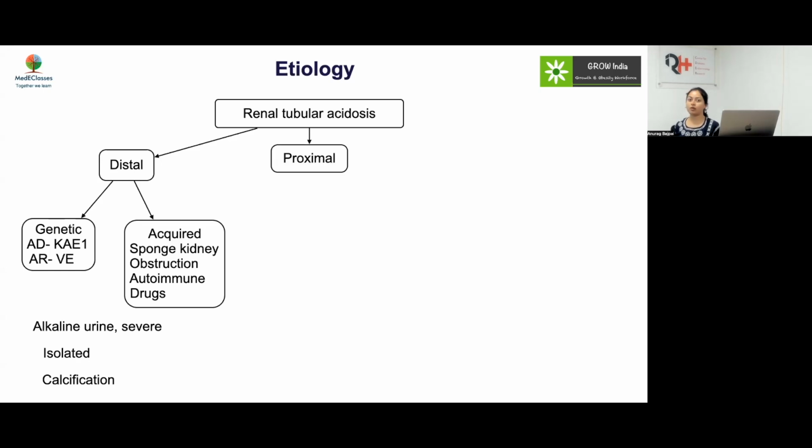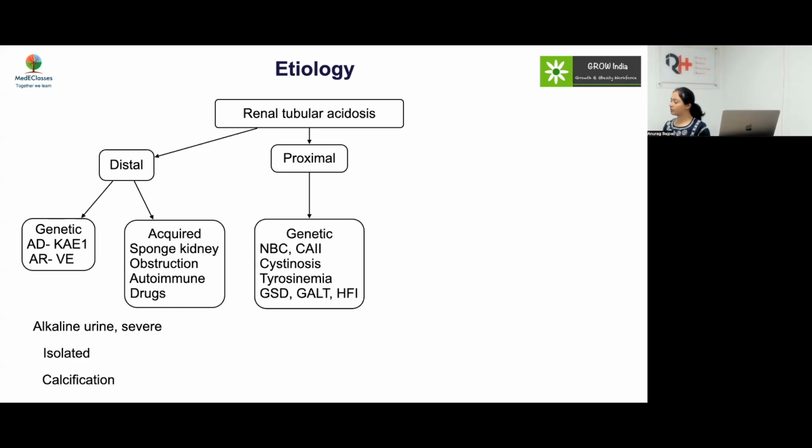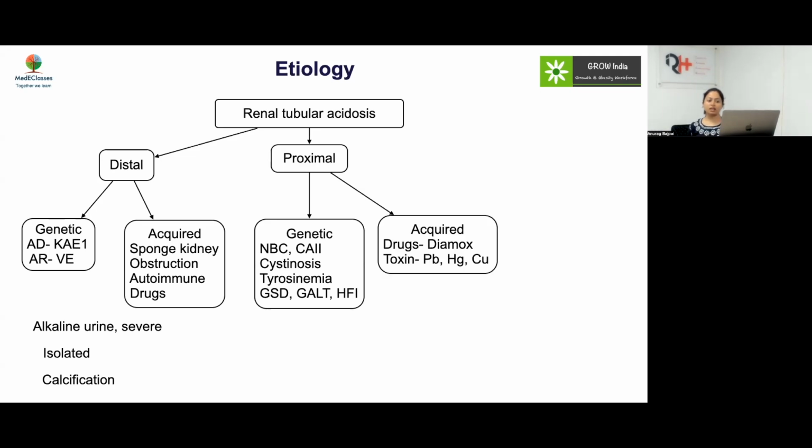Next is type 2 or proximal RTA. Again, this could be genetic or acquired. The genetic forms of proximal RTA could be either an isolated problem in the sodium bicarbonate exchanger or a generalized tubular dysfunction, as may be seen with cystinosis, tyrosinemia, GSD, and galactosemia. Acquired causes of proximal RTA include drug or toxin-mediated injury, as may be seen with acetazolamide overdose or heavy metal poisoning.